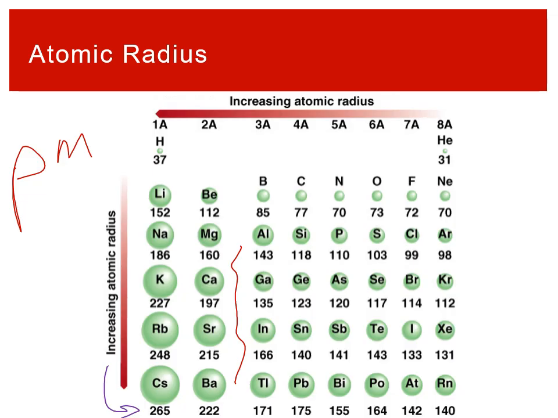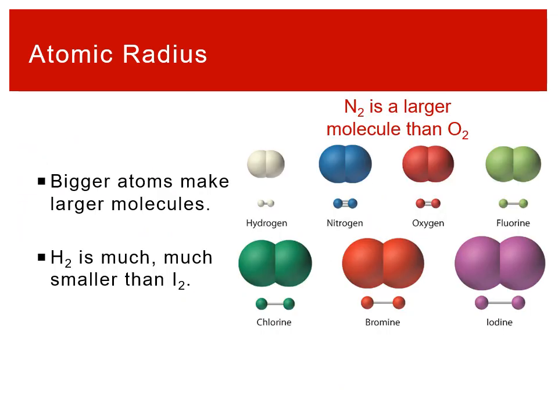These atomic sizes are all still very small, but we can see that some of them are much smaller than others. Cesium is much, much bigger than helium, and that's going to matter in the long run in affecting the overall physical properties. And we do care about this atomic radius. The size of atoms affects the sizes of molecules, because bigger atoms, when they combine together, make bigger molecules.